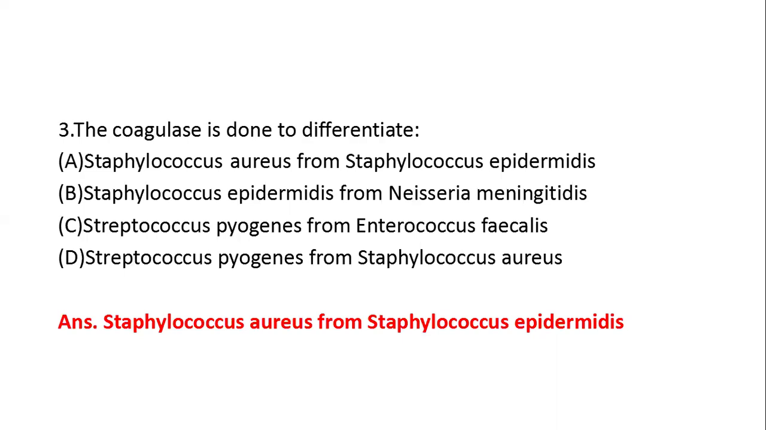So the coagulase test is done to differentiate Staphylococcus aureus from Staphylococcus epidermidis. Staphylococcus aureus is a pyogenic organism. It causes pus-forming infection. Staphylococcus epidermidis is a commensal. It causes opportunistic infection. It causes infections in patients with artificial heart valves.